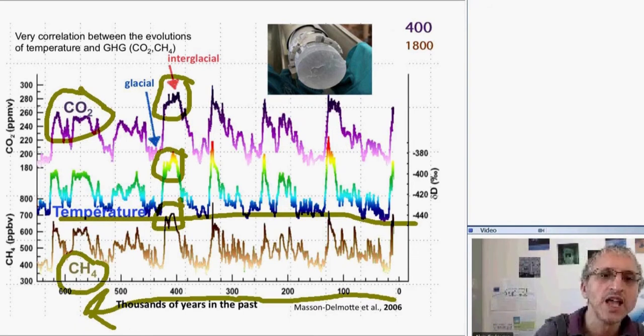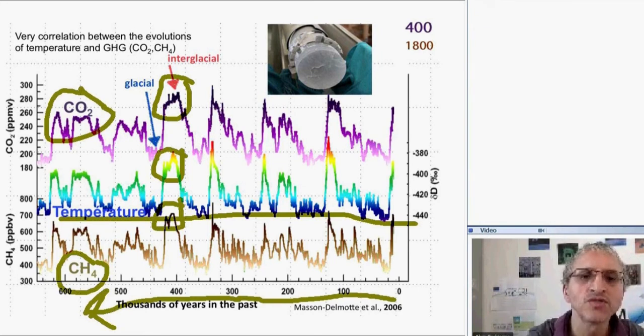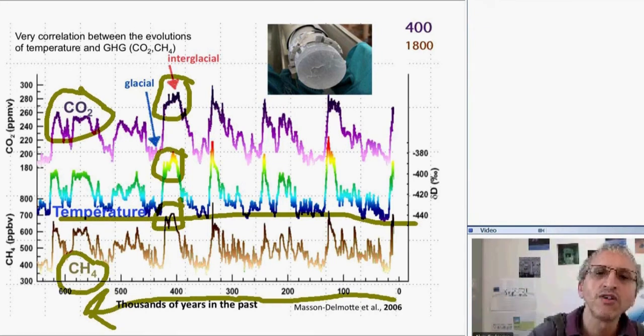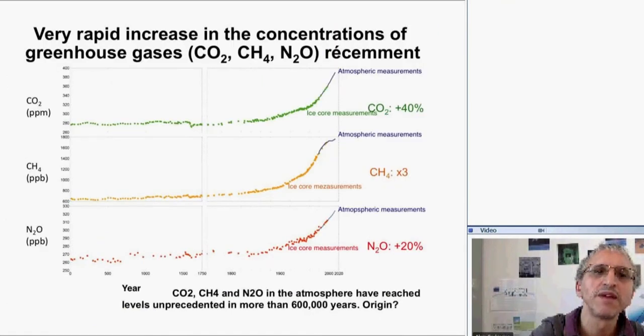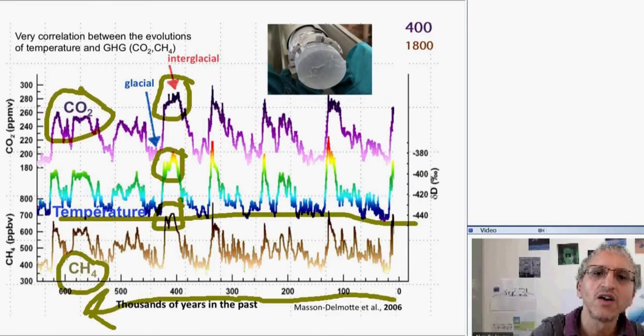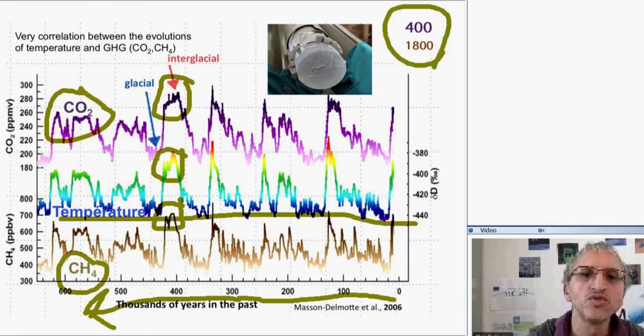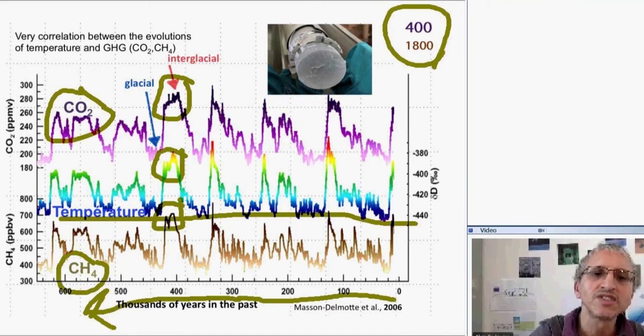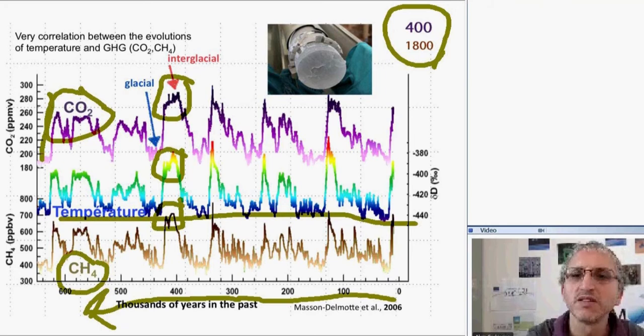Okay? And this is what has been happening, the variation of CO2 and methane in the last 800,000 years. So now, I'm going back. And here, what I've plotted is the concentration of CO2 and methane nowadays. And I would like you to notice the change. In the last 800,000 years, CO2 has been varying between 200 and roughly 300 what we call ppmv, it's a concentration. Nowadays, we've got 400.